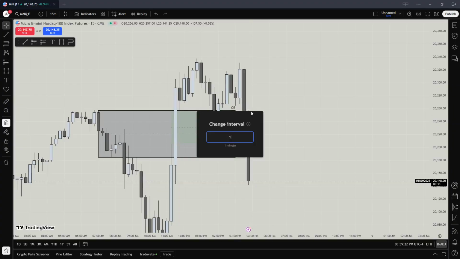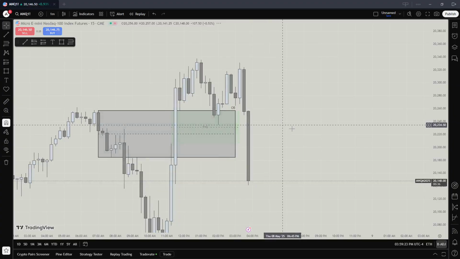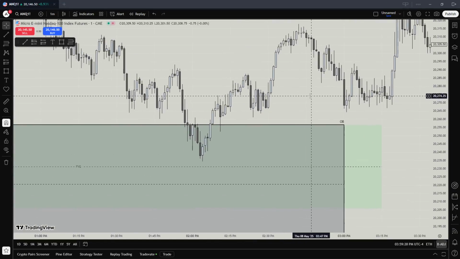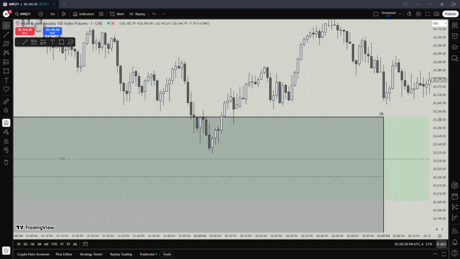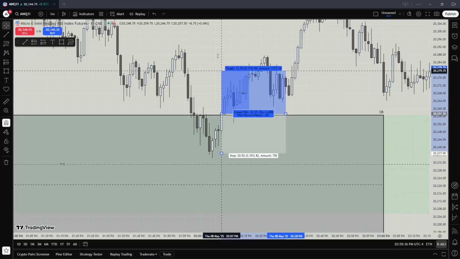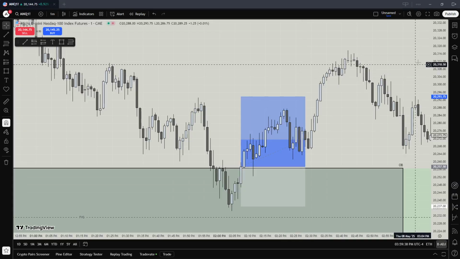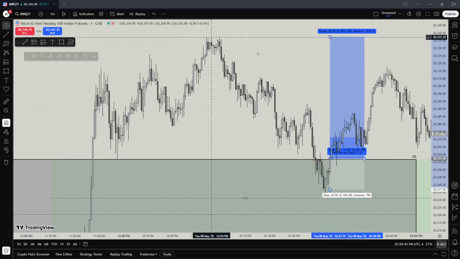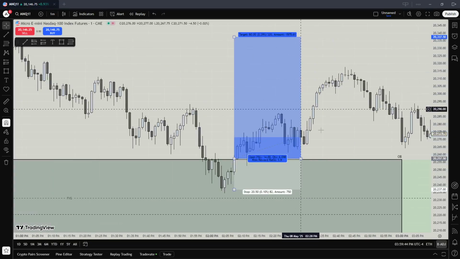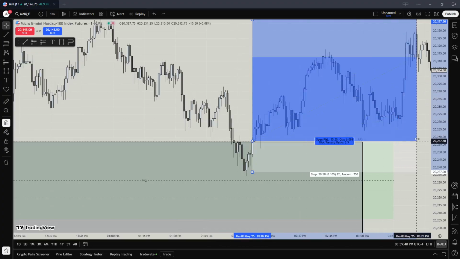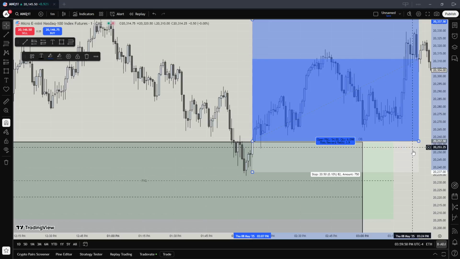Where do we drop down onto? For me, I was looking a little late, I believe, right? So your CISD would have been right here. This is your CISD. You enter. I think I got a little greedy, but I also don't think I did. We have a bunch of relative equal highs, right? So this would have been the CISD that you're looking for on the 1 minute.